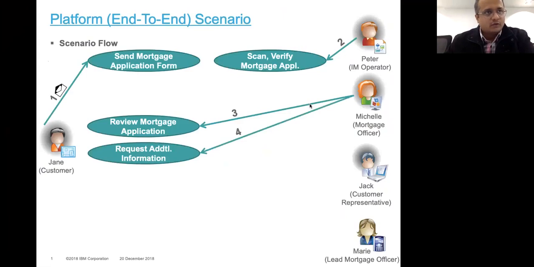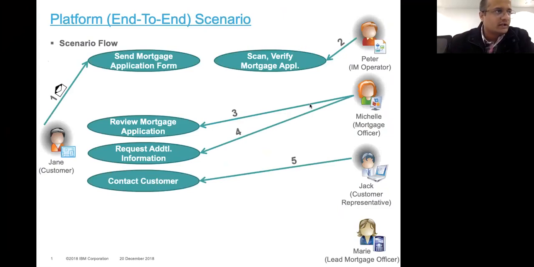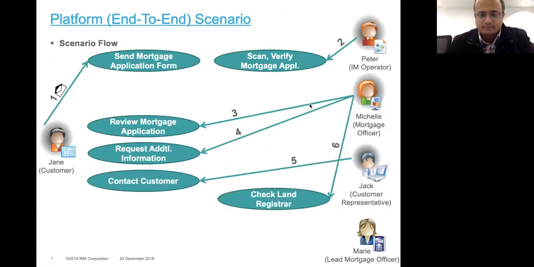In this scenario, she would request additional information because there are a couple of pieces of information that are either old or missing. So we'll see if we can simulate that. And then she will get in touch with Jack and tell Jack to contact the customer to send the missing pieces. And in the back, while she is receiving information from Jane, she will also try and check if the customer has a current mortgage on her property. So does she have a current mortgage with any other bank on the property?